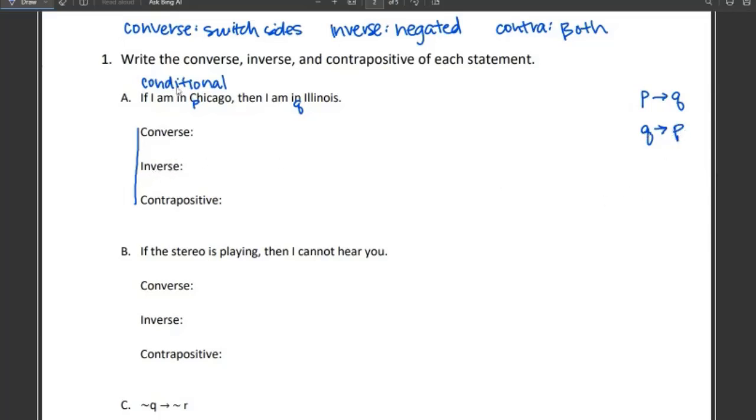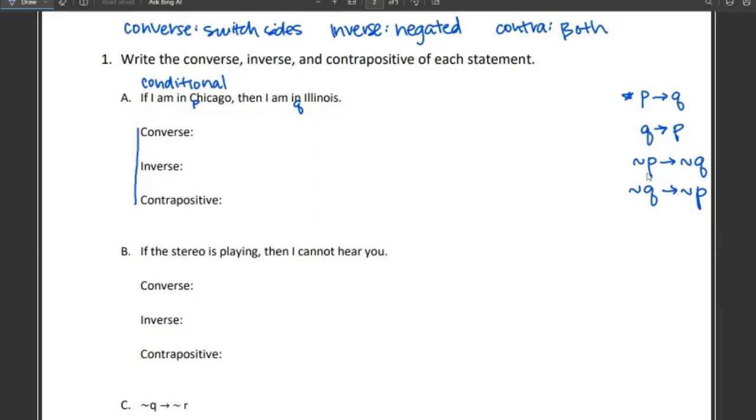For our inverse, we are going to negate both sides. So remember, order is going to stay the same from our conditional statement. So P becomes negative, and then Q becomes negative. So if not P, then not Q. And then our contrapositive, we do both. So we negate and we switch sides. So Q comes first and it is negative, and then we have negative P.